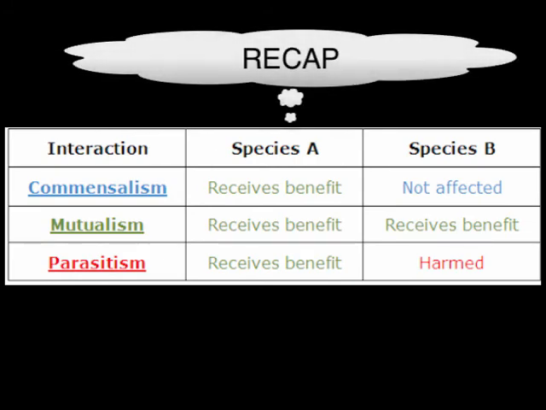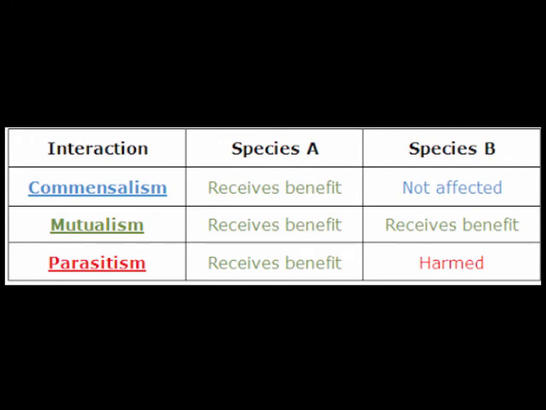Let's recapitulate. This is a nice way to look at all three relationships all together. The symbiotic relationship is listed in the first column and the effect on the species in the next two columns. We can see here that commensalism, species A receives a benefit or is positive for them. Species B is unaffected, not harmed or helped. Mutualism, both species receive benefits or is positive for both species. And parasitism, we know that the parasite receives a benefit while the host is harmed.